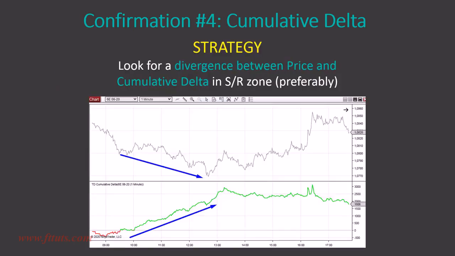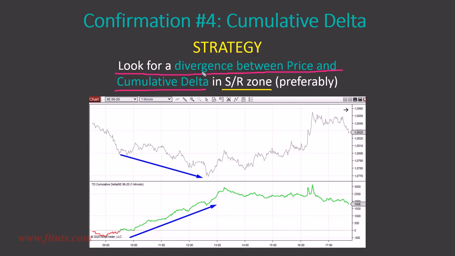This is basically how my trading strategy with cumulative delta works. The strategy is super simple. What you do is you look for divergence between price and cumulative delta, preferably in a support or resistance zone. So I use it as a confirmation. I prefer to use it as a confirmation, but you can also use it as a standalone strategy, all right?